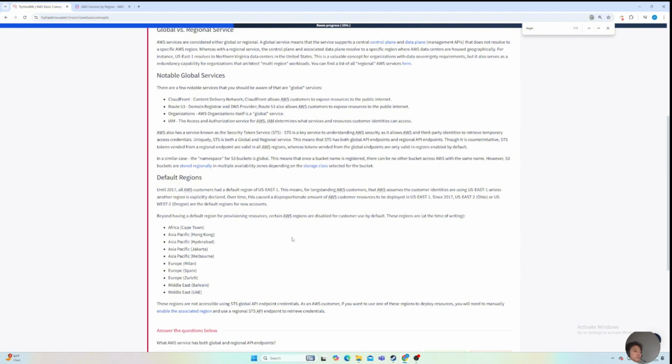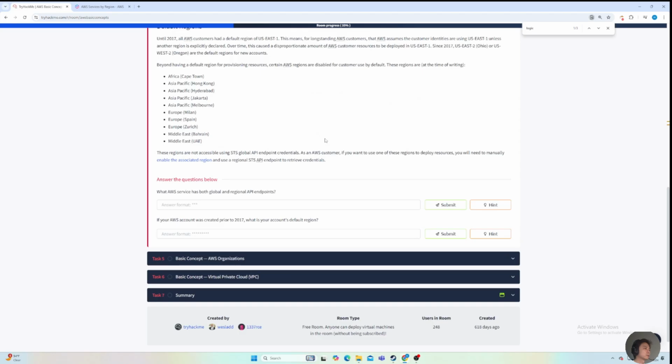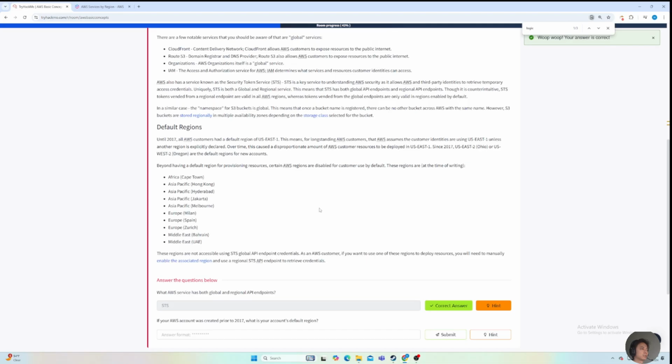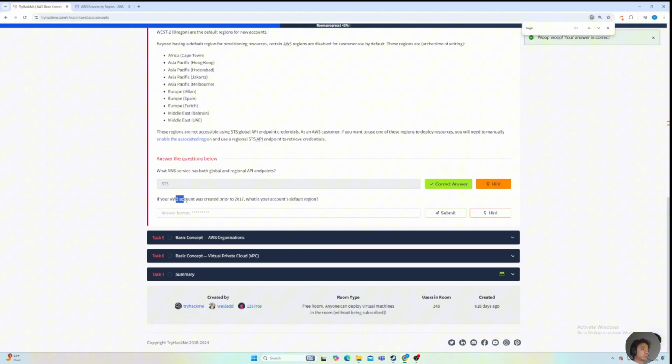Right. Let's move on to the questions. What AWS service has both global and regional API endpoints? Security Token Service right here, STS. If your AWS account was created prior to 2017, what's the default region? It is US East 1.